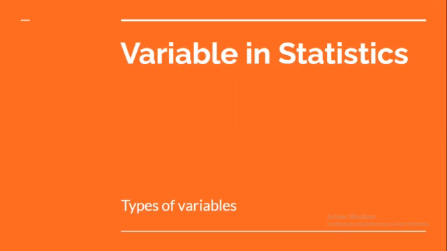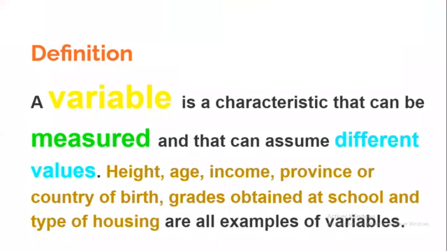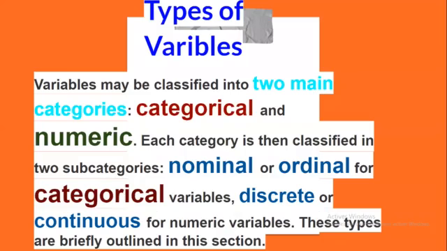A variable is a characteristic that can be measured and that can assume different values. Height, age, income, province or country of birth, grades obtained at school and type of housing are all examples of variables. Types of variables. Variables may be classified into two main categories: categorical and numeric. Each category is then classified in two subcategories: nominal or ordinal for categorical variables, discrete or continuous for numeric variables. These types are briefly outlined in this video.